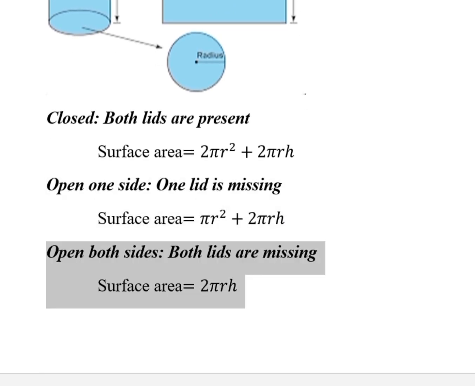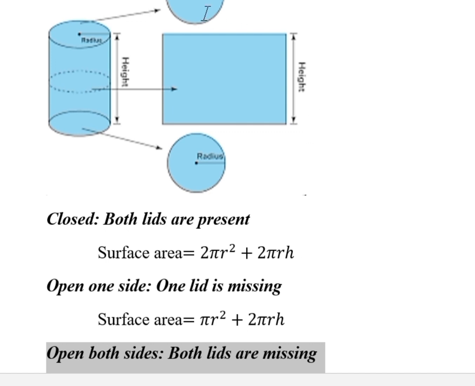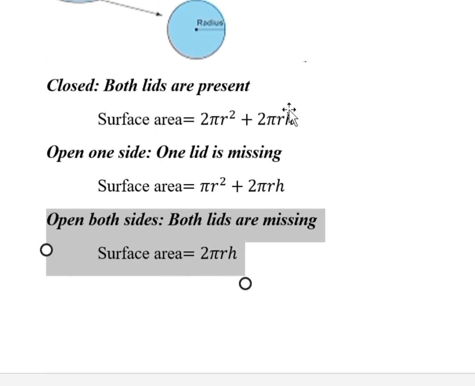And if it's open on both sides, then it means the top lid and the bottom lid are missing. In that case, the surface area will be represented by the curved part only, which is this rectangle, whose measurement is 2 pi r times h. That's why we have that as the formula.